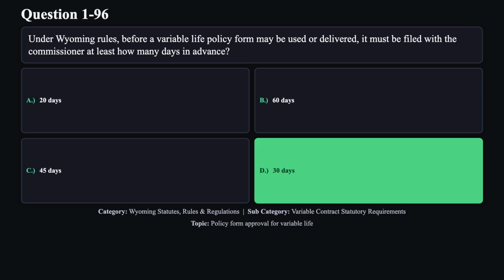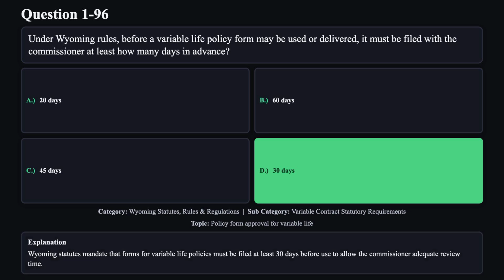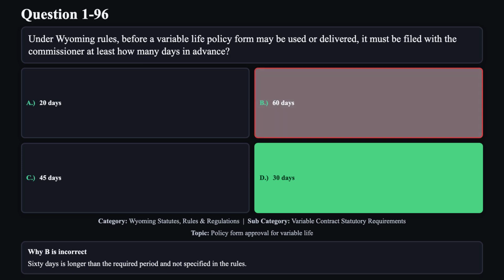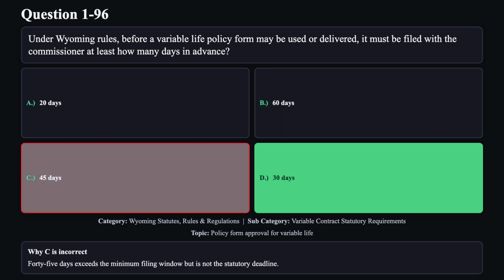The correct answer is D. Wyoming statutes mandate that forms for variable life policies must be filed at least 30 days before use to allow the commissioner adequate review time. Reason A is not correct. 20 days does not satisfy the statutory 30-day pre-use filing requirement. Reason B is not correct. 60 days is longer than the required period and not specified in the rules. Reason C is not correct. 45 days exceeds the minimum filing window but is not the statutory deadline.